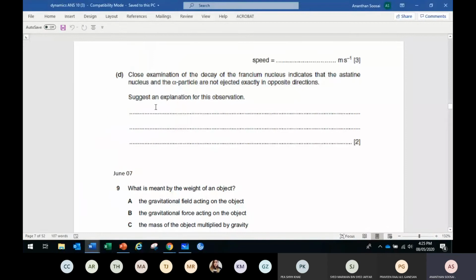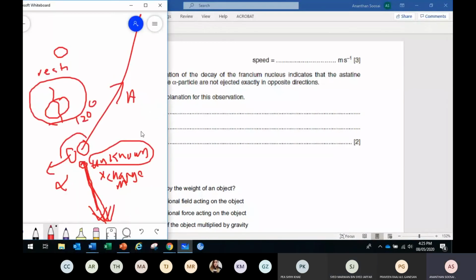So what's the answer you are supposed to write? Suggest an explanation for this observation. You have to say that in a nuclear reaction momentum is conserved. Based on this principle, there should be a third particle existing in this explosion, which is moving in the southeast direction. That's the answer. Any clarification required? Do you understand what I'm trying to say?